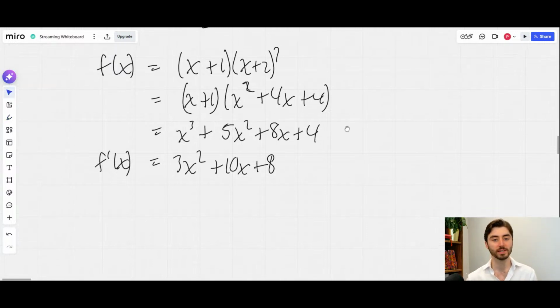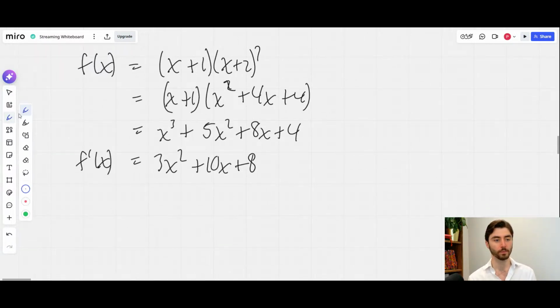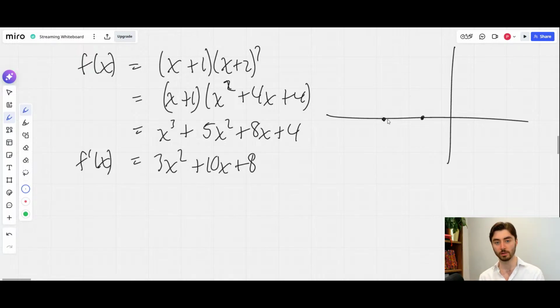Now, if we were to sketch this graph, what do we know? Oh, I drew that y-axis totally wrong, because what we know is that x equals -1 is a solution. We also know x equals -2 is a solution. We also know that it is x plus 2 all squared, which means that's a repeated root, which means it's a turning point there. And we also know it's an x cubed shape.